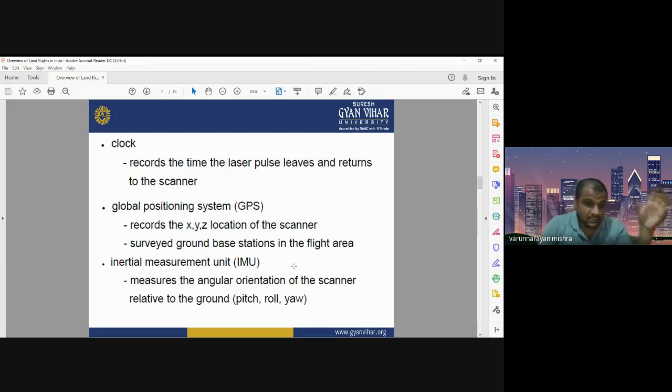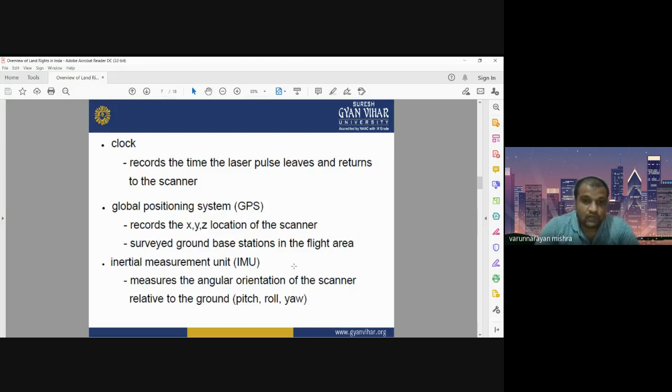Okay, so that GPS installed on the system and GPS installed on the ground station, both are in connection with each other. So we may directly communicate the information from the ground to the lidar system installed on the aircraft. Okay, so about GPS we will discuss in the next class what is GPS. Okay, and a very important component of a lidar is the inertial measurement unit. In short, we call it an IMU.